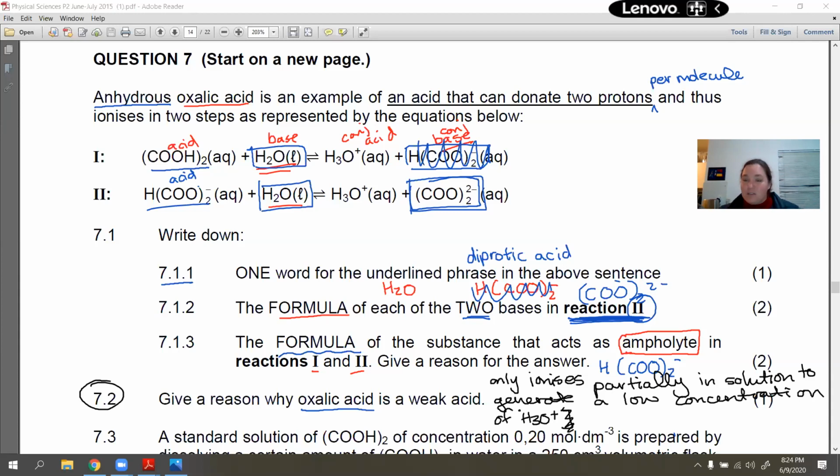A reason why something is strong is because it ionizes completely. A reason why something is weak is because it ionizes only partially. You don't need to explain why it ionizes completely or only partially.